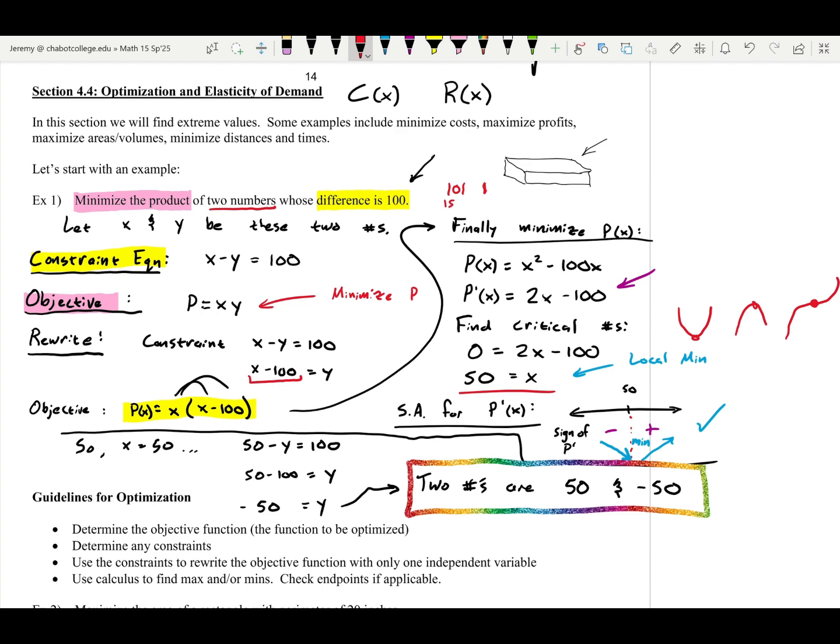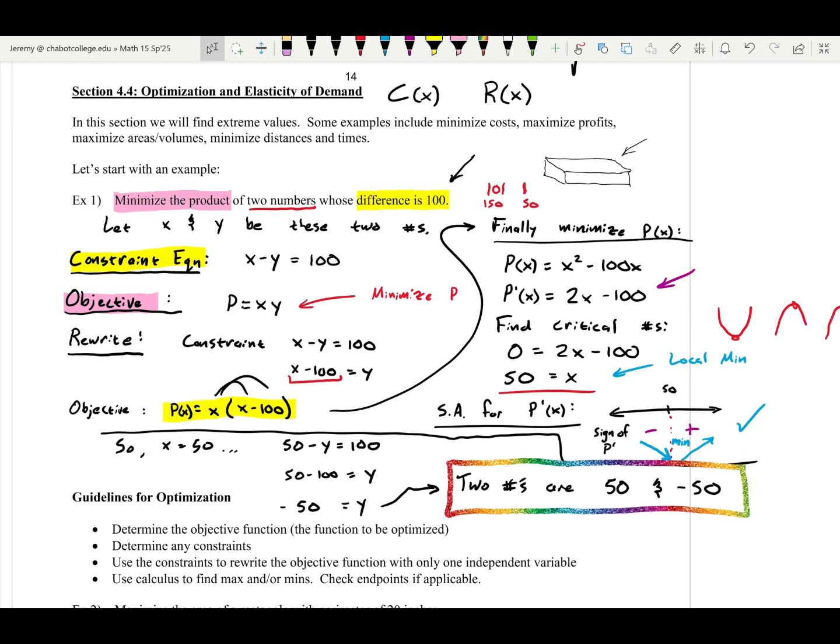Or 150 and 50. You take the difference of those two numbers and you get 100. But if you multiply those numbers together, you're going to get a whole bunch of different products. These two, 50 and negative 50, are the two numbers that have the smallest product. All right, so that's our first example, just giving you the basic kind of flow of these problems.